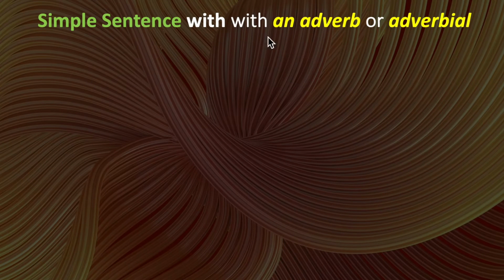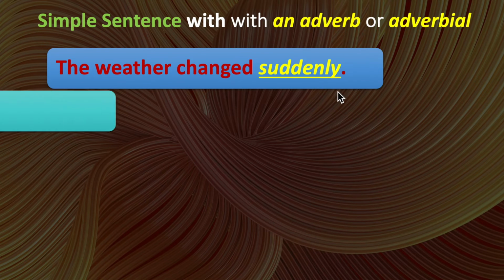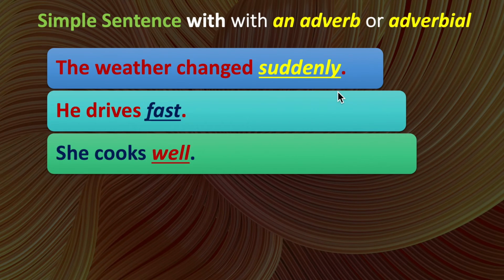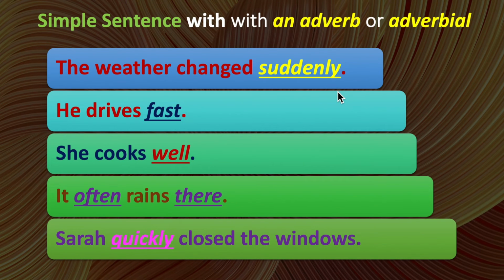Simple sentence with an adverb or adverbial. Let's see. The weather changed suddenly. Here we have an adverb. Still an example of a simple sentence. He drives fast. She cooks well. It often rains there. Sarah quickly closed the windows. What we notice is that we have suddenly, fast, well, often, there, quickly. All these words are examples of adverbs. Sometimes we call them adverbials. So a simple sentence can also be formed with such adverbs.